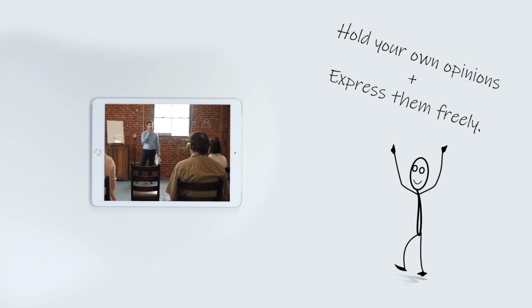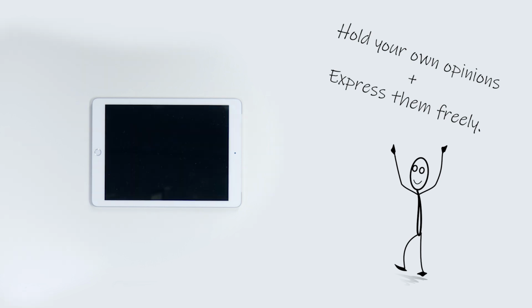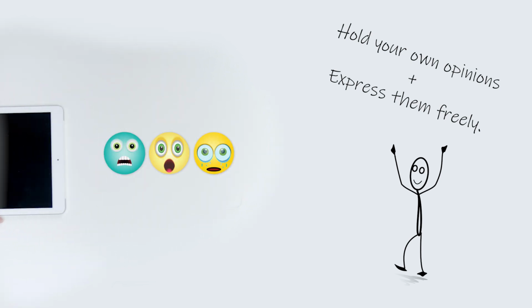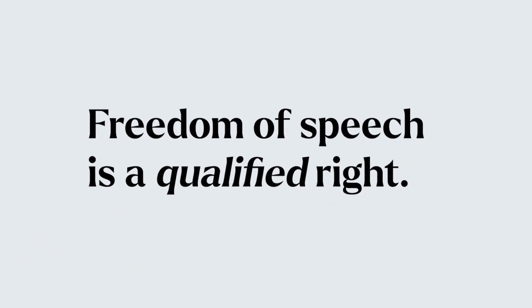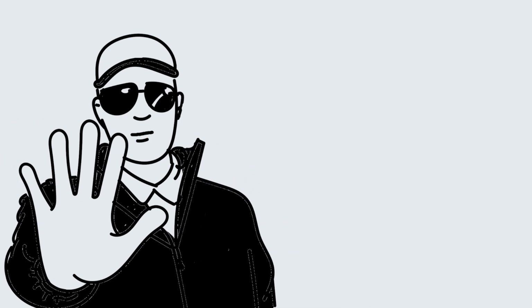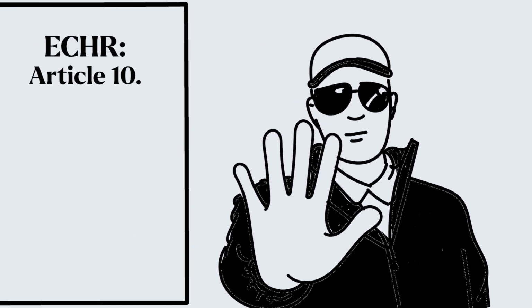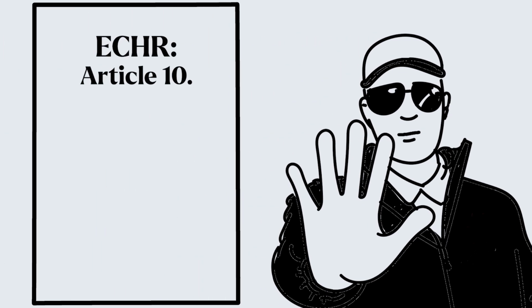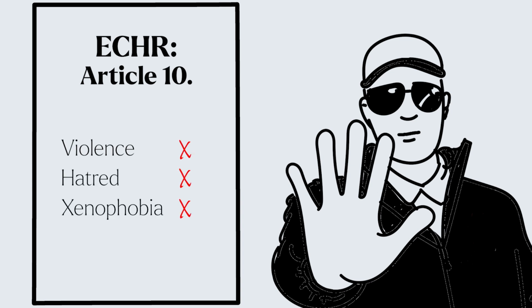Provided the speech is lawful, the right to freedom of speech protects views that may also offend, shock, or disturb. Curbing speech which is merely offensive does not uphold freedom of expression. However, freedom of speech comes with responsibilities and is therefore a qualified right. There are categories of unlawful speech which are not protected by law. The European Court of Human Rights has held that expression that promotes or justifies, for example, violence, hatred and xenophobia cannot normally claim protection of Article 10.